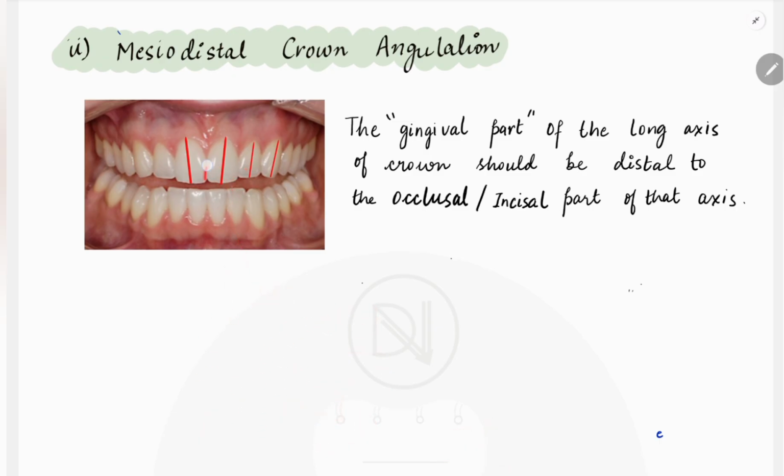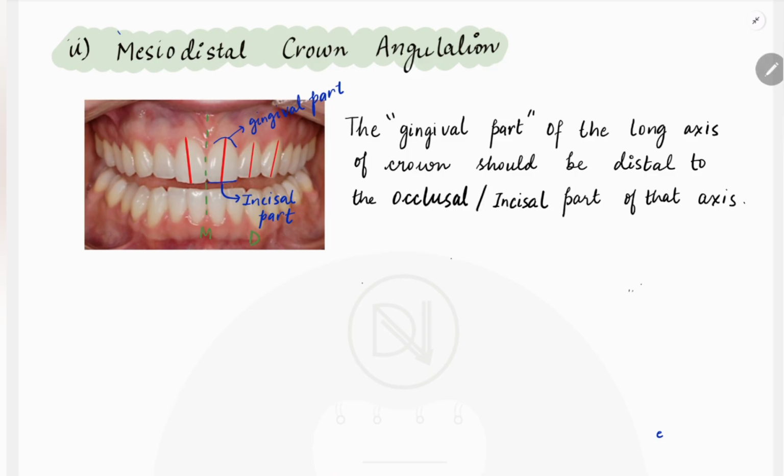It should be angulated more towards the distal side. So in this image, you can see this is your crown section. This is the incisal edge, the incisal part, and this one is your gingival part. Let me mark it here for you. This is your gingival part, and over here this one is your incisal part. Here you can see there is a slight crown angulation. Mesiodistally the crown is slightly angulated. This is your mesial section, and this is your distal section.